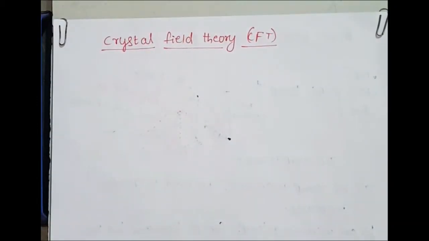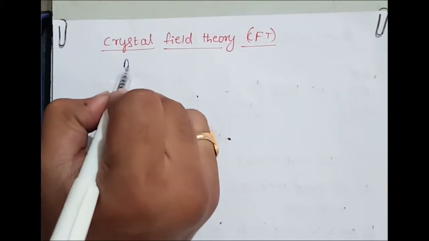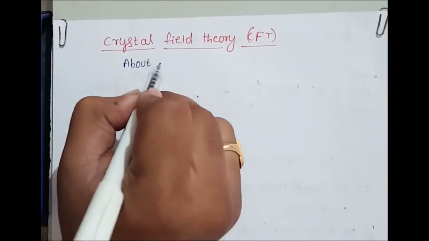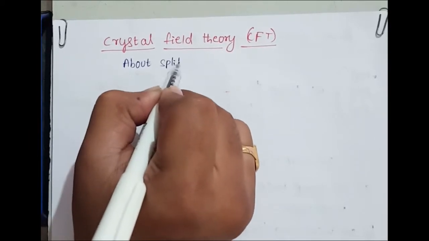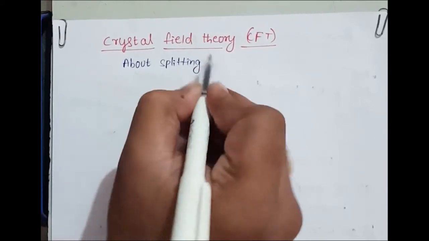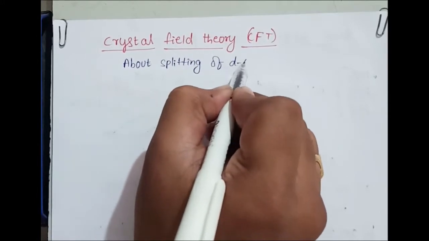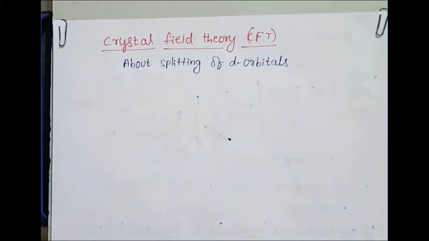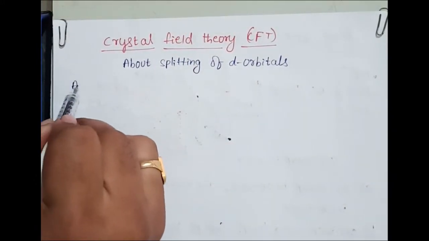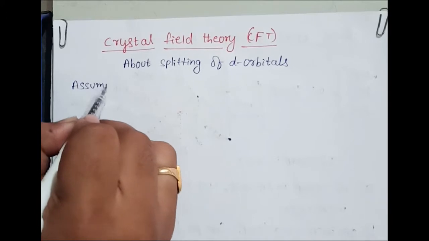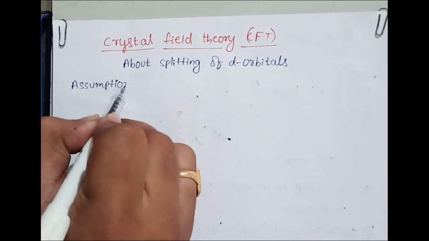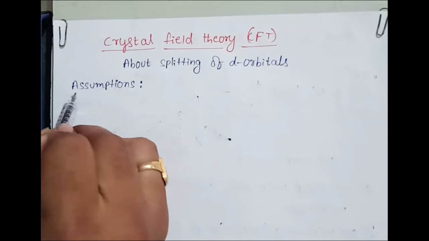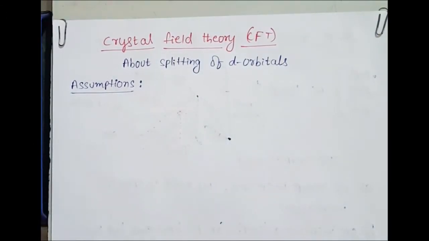Very important theory. Listen carefully. Crystal field theory is mainly about splitting of d orbitals. So what is this splitting of d orbitals? That we will learn here. This theory has made two very important assumptions. Before we go into the detailed study, let us see the assumptions of this theory.